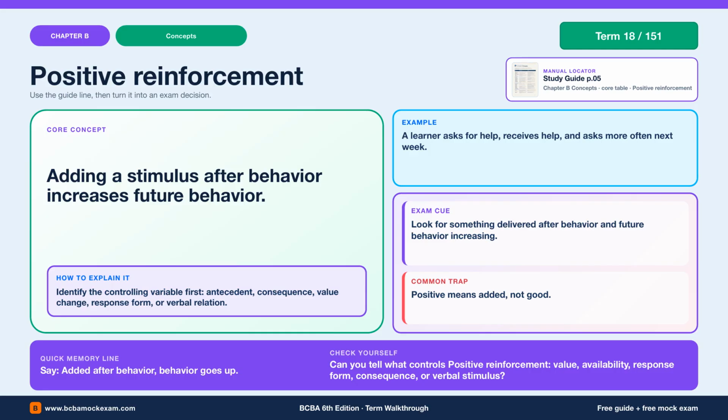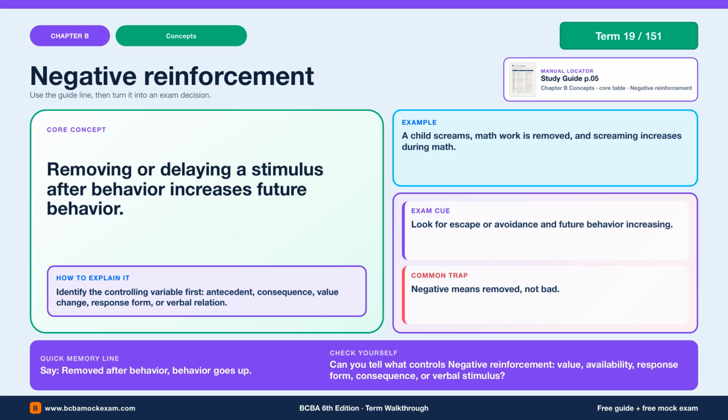Positive reinforcement means a stimulus is added after behavior, and future behavior increases. Positive means added. It does not mean good. For example, a learner asks for help. The teacher gives help. In the future, the learner asks for help more often. The exam cue is something delivered after the response, followed by an increase in future behavior. The trap is deciding by whether the consequence sounds pleasant. Do not do that. Decide by added versus removed, and behavior up versus behavior down. Memory line. Added after behavior, behavior goes up.